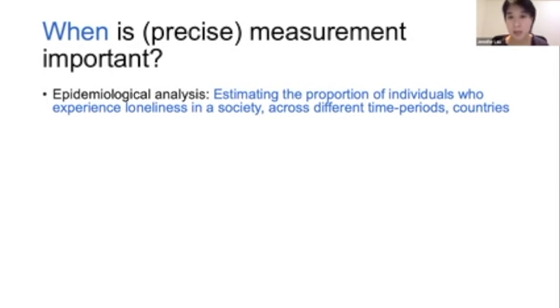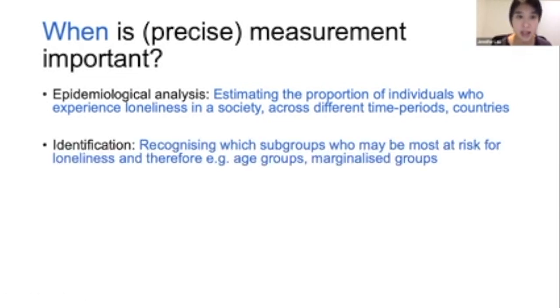So we want to be able to estimate the proportion of individuals who experience loneliness. So what is the scope of the problem that we are thinking about? And of course, this is also useful for looking at change across a big event, for example, like the pandemic. And as I said before, also across different societies, countries, and maybe across time, not necessarily across a particular event.